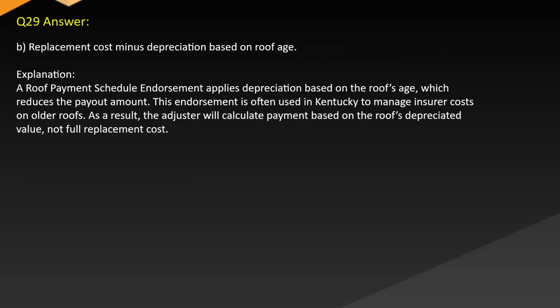Answer B. Replacement cost minus depreciation based on roof age. Explanation. A roof payment schedule endorsement applies depreciation based on the roof's age, which reduces the payout amount. This endorsement is often used in Kentucky to manage insurer costs on older roofs. As a result, the adjuster will calculate payment based on the roof's depreciated value, not full replacement cost.